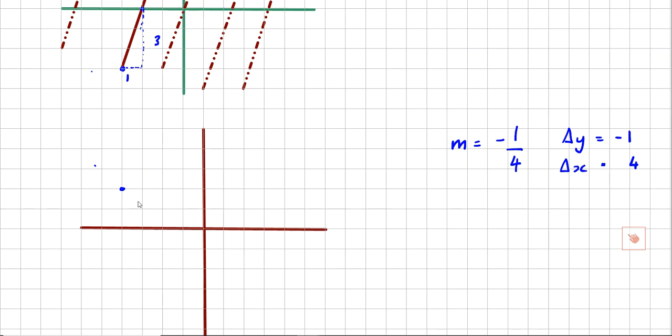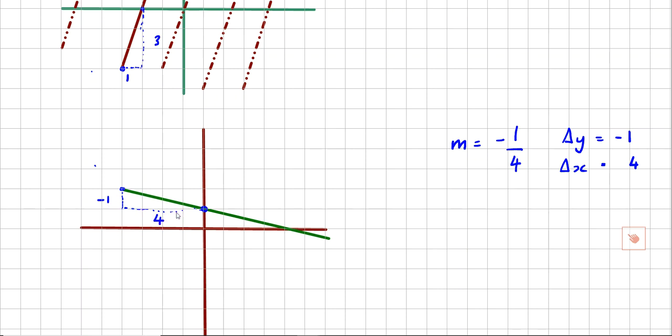Now that means it goes which direction? Down. So from this first point, the change in y is -1. So I go down 1 instead of going up 1. Then my change in x is 4. So I go across and I do my triangle and I go all the way across to 4 and I put my next dot. Now, that's where my line goes. There's my line. It goes down by 1 and across 4.